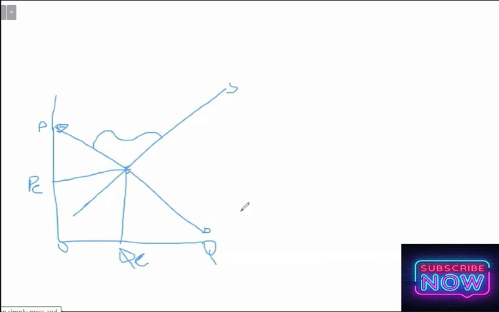Okay. Demand is less than supply. So it means that what is happening here? If demand is less than supply, what is happening?